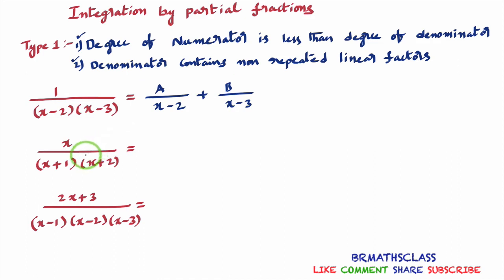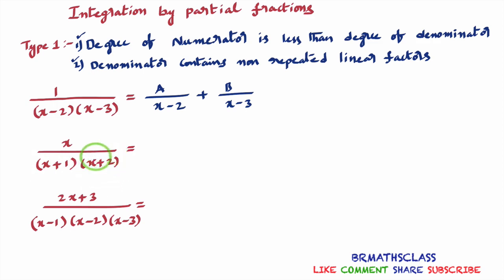Okay. You see this one. This is a rational function because it is of the form f of x by g of x. Degree of numerator is less than degree of denominator. Yes, degree of numerator is 1. Degree of denominator is 2. So first condition satisfied. Denominator contains non-repeated linear factors. Yes, x plus 1 is a linear factor. Is it repeated anywhere? No. So denominator contains non-repeated linear factor.